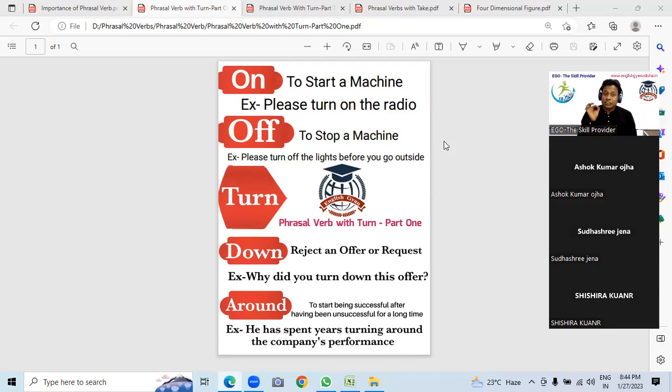So always say turn on. Turn on means you are trying to start a machine. Please turn on the radio, turn on the refrigerator, turn on this, turn on that one. This is the first one. Turn off is the same thing, to stop a machine. Please turn off the lights before you go out. Turn off. Okay, I request everybody to please mute their mic, please.